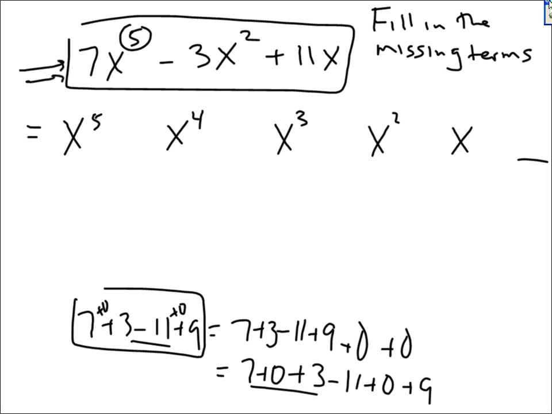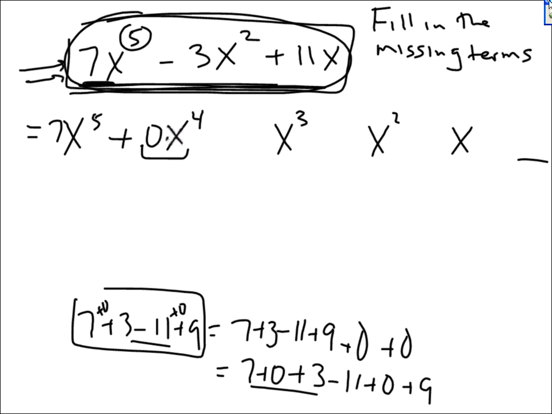How many x to the 5th do I have? The answer is not 1. The answer is 7. How many x to the 4th do I have? I have none. 0 times x to the 4th is 0. I just added 0. And how many x cubes do I have? When I look here, I don't see any x cubes. I have 0 of them. So I can add on 0 x cubes. How many x squares do I have? Oh, that I know. I have negative 3 of them. How many x's do I have? Plus 11. What's my constant? 0.